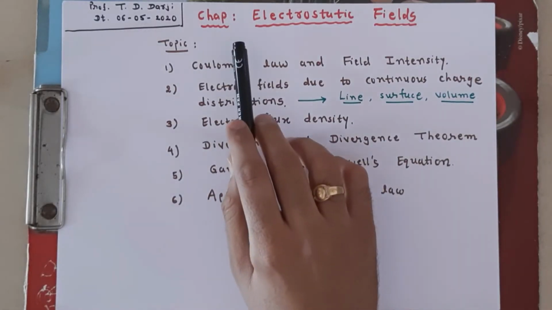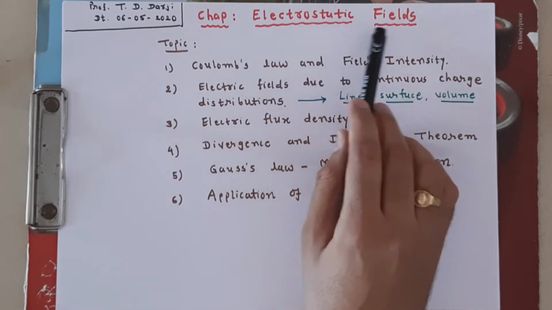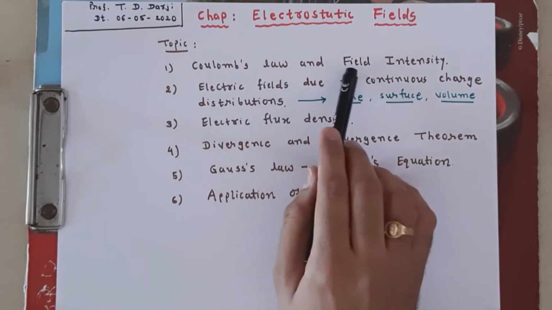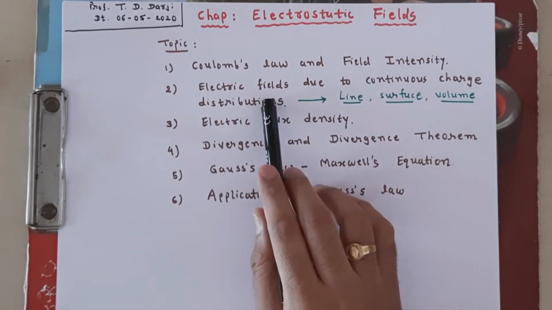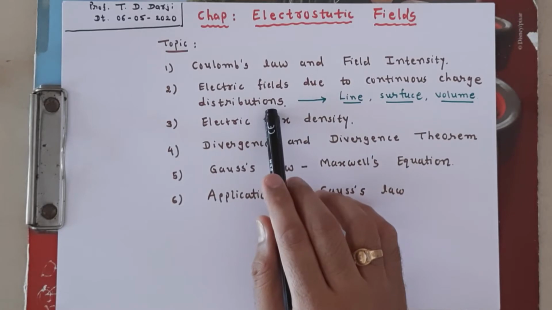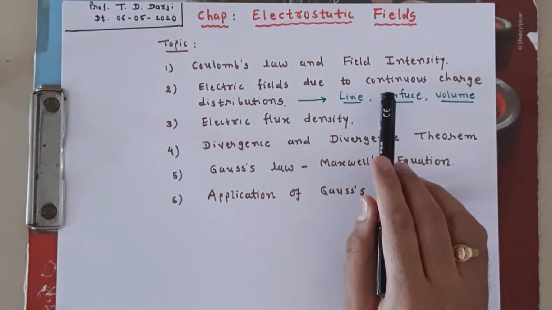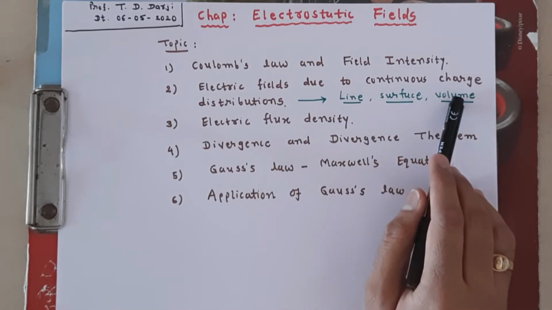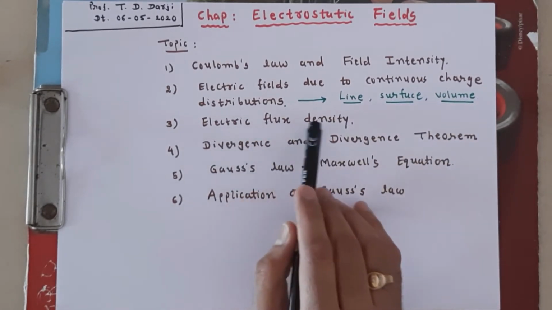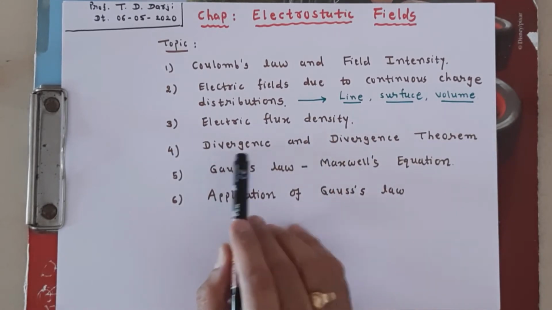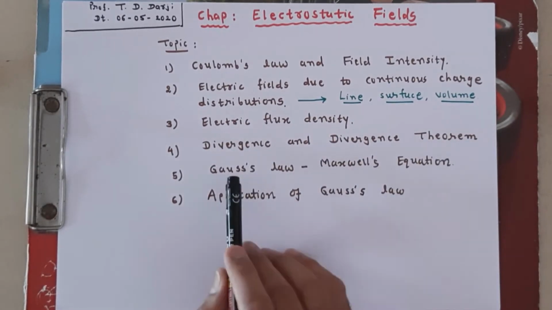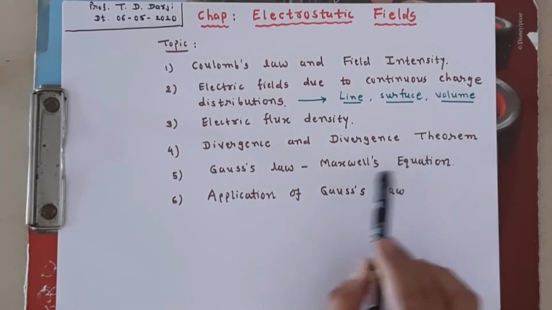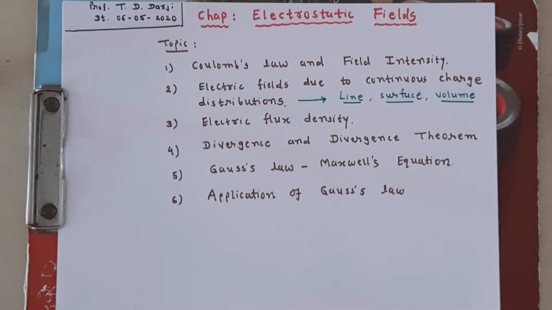Hello, today we start a new chapter, Electrostatic Field, and these are the subtopics of this chapter. First topic is Coulomb's law and field intensity. Electric field due to continuous charge distribution. There are three types of charge distribution: line charge, surface charge, and volume charge distribution. Next, electric flux density. Next, divergence and divergence theorem. Gauss law, which is nothing but the Maxwell equation, and last one is application of Gauss law.